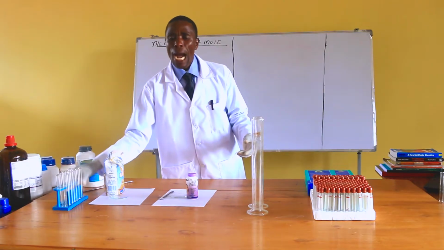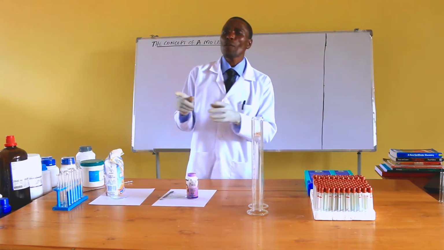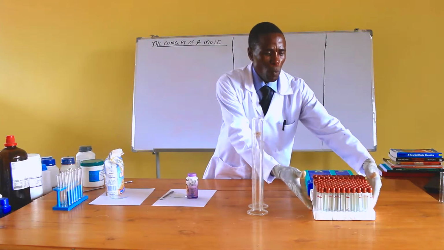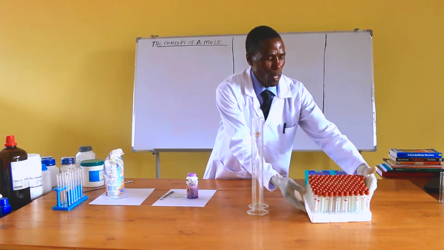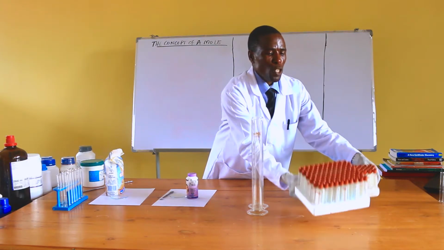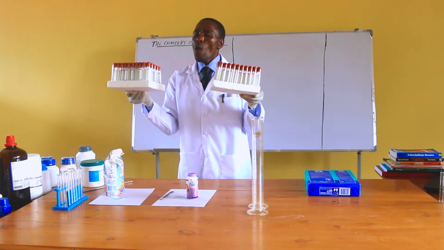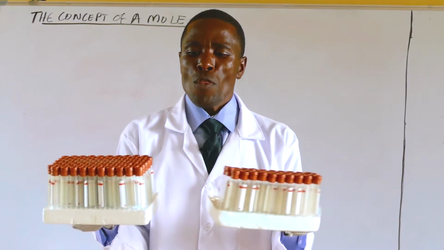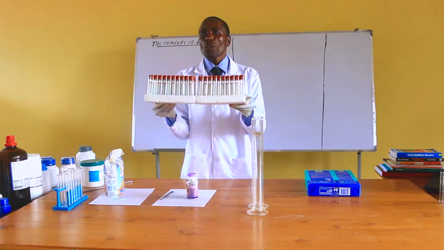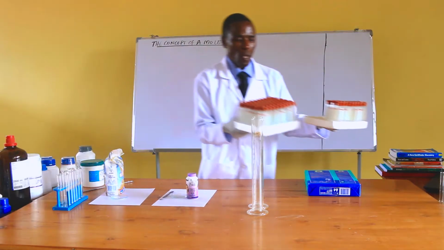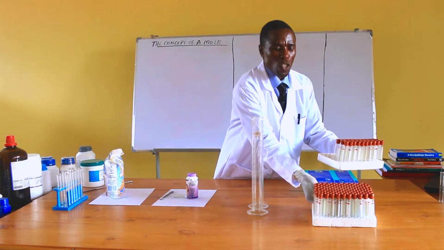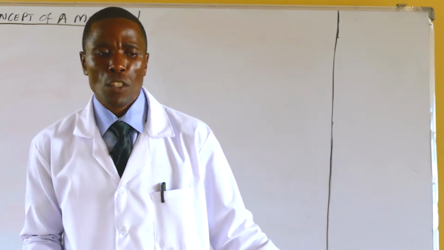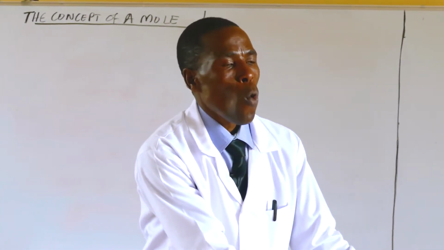If objects are counted to 144, look, these ones are tubes, they are counting 144. So we call this one a gross. So this one is a gross of tubes. But if things count up to 500 objects, we call them a ream.